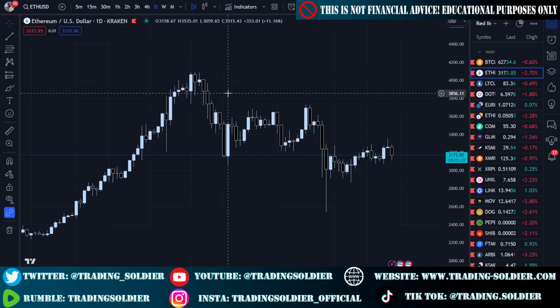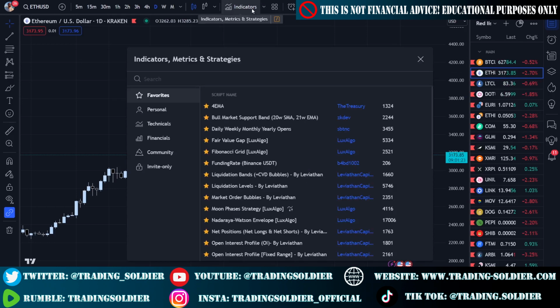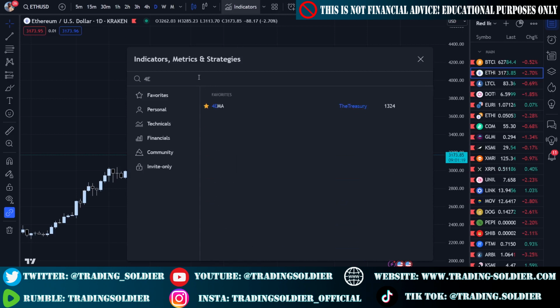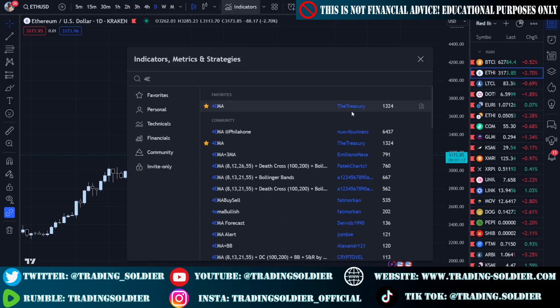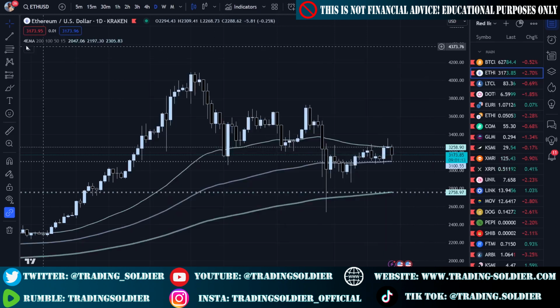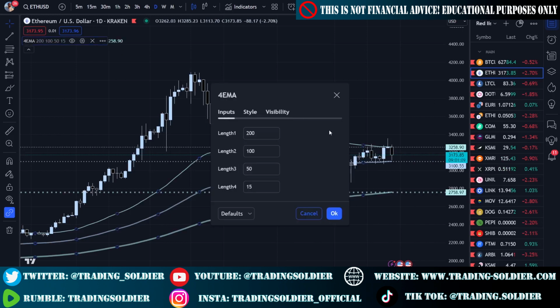So for using EMAs in my actual trading strategy, the first thing that I do is go here to the indicators tab in TradingView and search for 4 EMAs. This indicator here by the treasury. Once I click this indicator, I add it to the chart, and the settings that I personally like to use are the 200 EMA, the 100 EMA, the 50 EMA, and the 365 EMA.